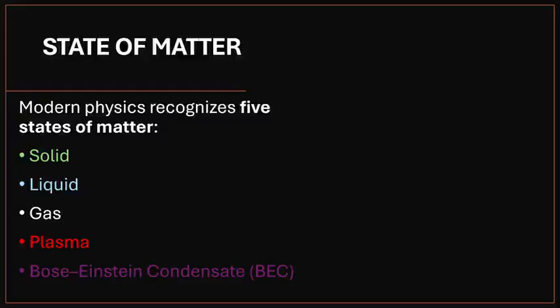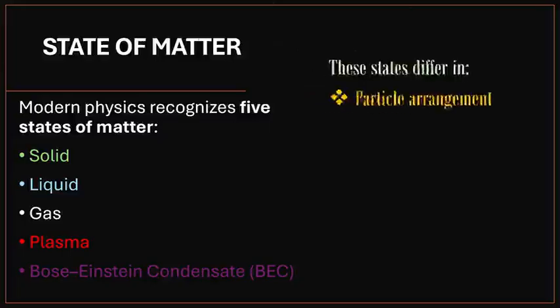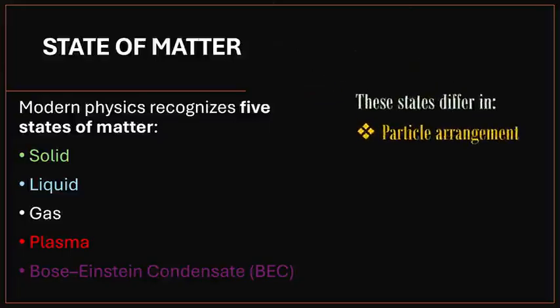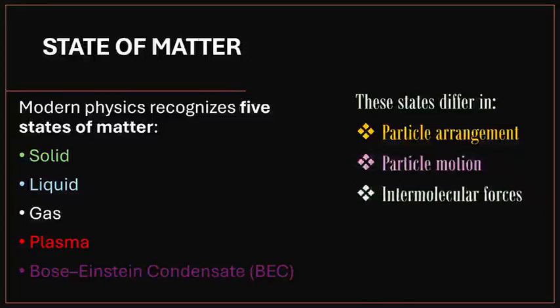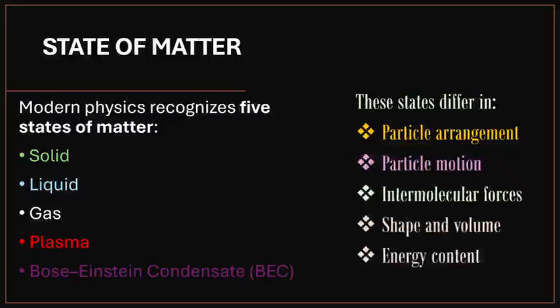Now, let's see what brings the differences. The states differ because of how the particles are arranged, because of how the particles move. Also, the kind of force holding these particles together. And then the shape and volume and the energy content of these particles.